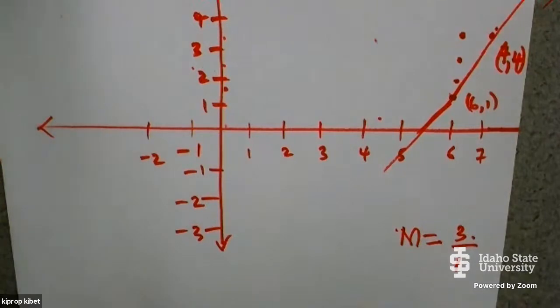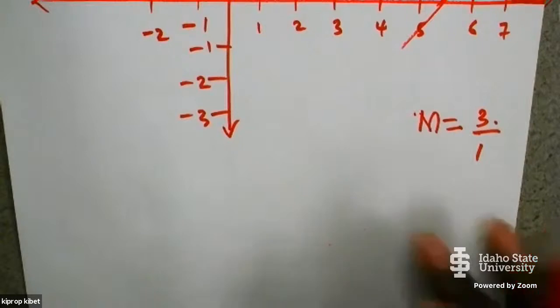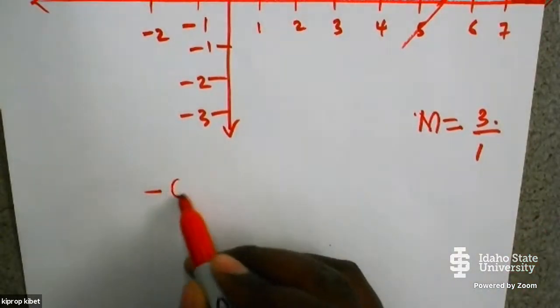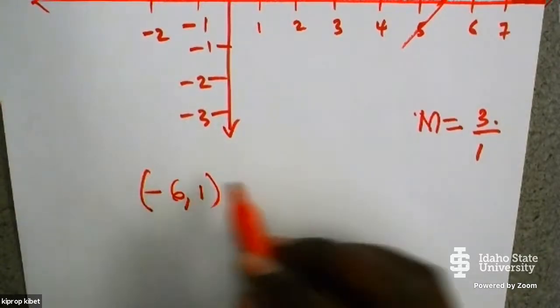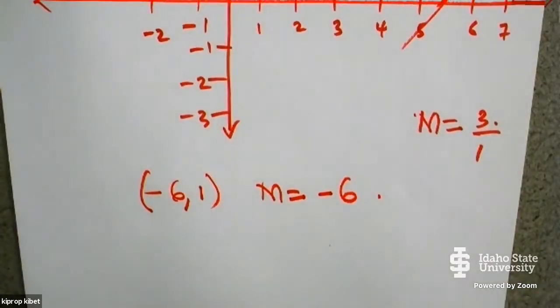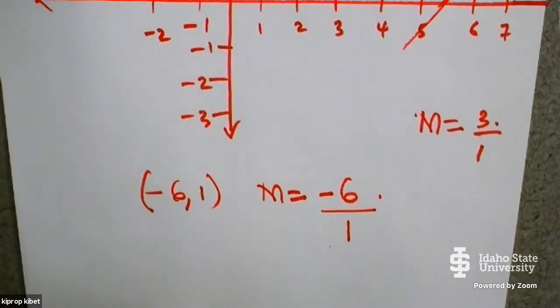Okay, so if we have another example here, you're given the point (-6, 1), and then m equals -6. So you have the 2 things, the point and the gradient. It's a dot. So this is similar to -6 over 1.